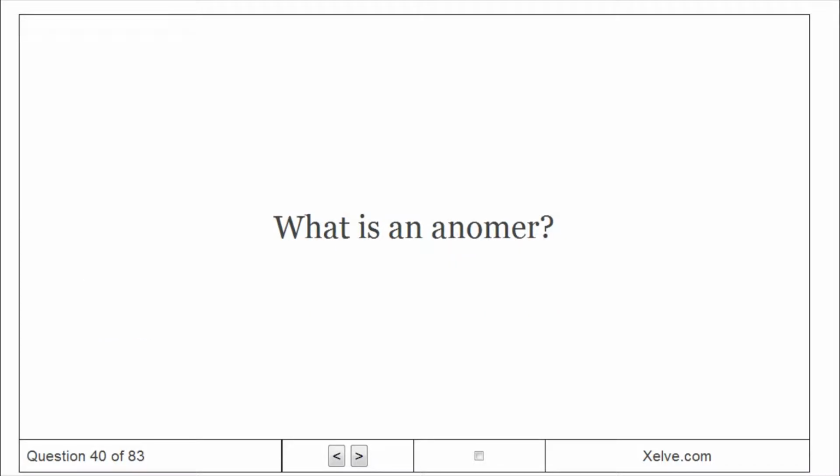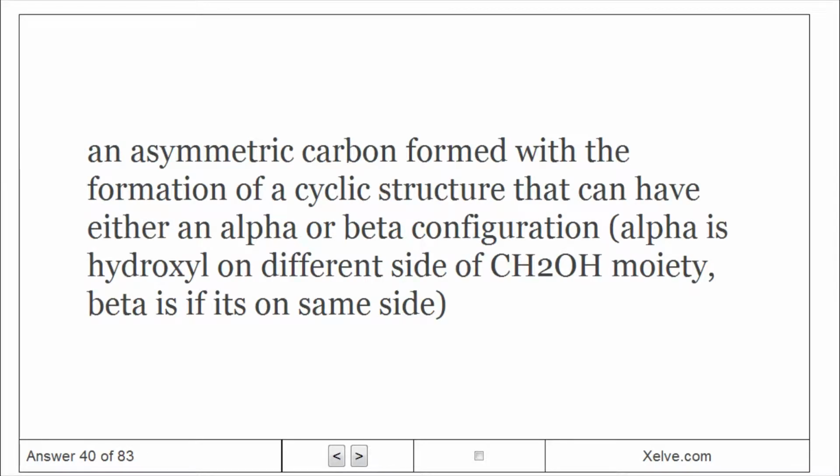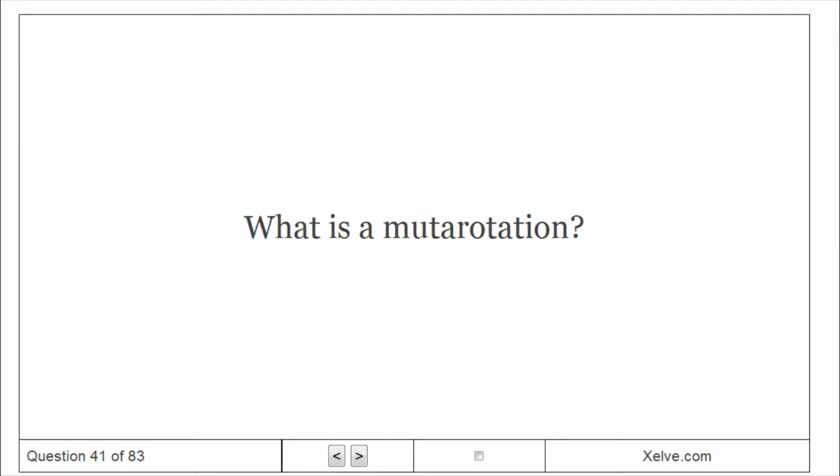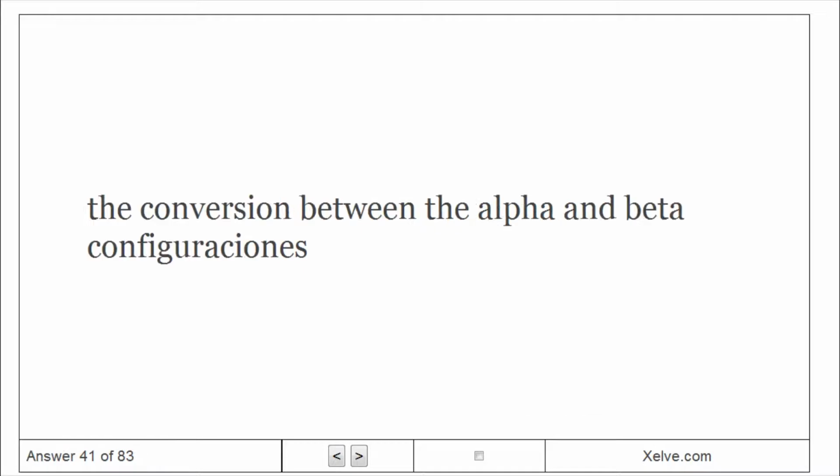What is an anomer? An asymmetric carbon formed with the formation of a cyclic structure that can have either an alpha or beta configuration. Alpha is when the hydroxyl is on the different side of the CH2OH moiety. Beta is if it's on the same side. What is mutarotation? The conversion between the alpha and beta configuration.